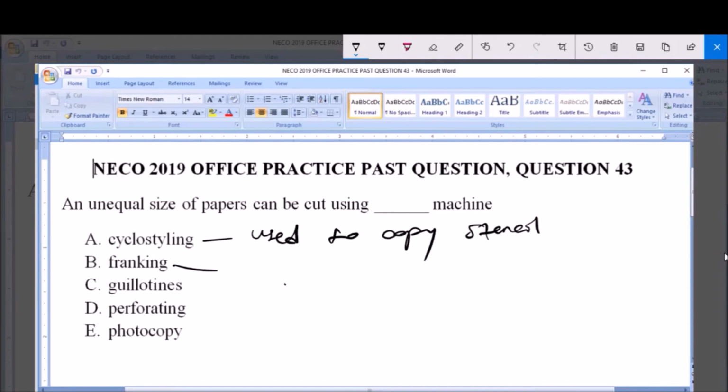Now B says franking machine. Now a franking machine is actually used to print the amount of postage stamp in any denomination of postage required for posting a letter. This machine can be used to print labels and advertisement items on envelopes. So in other words, I can simply say a franking machine is used to print on envelopes the design of a postage stamp.